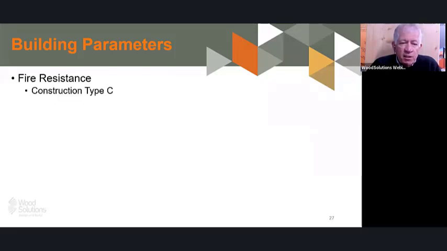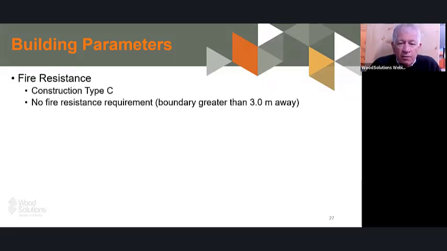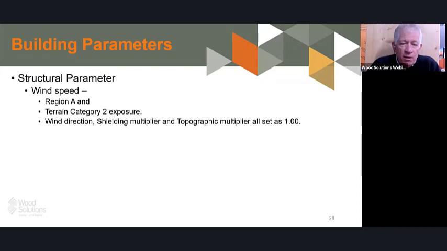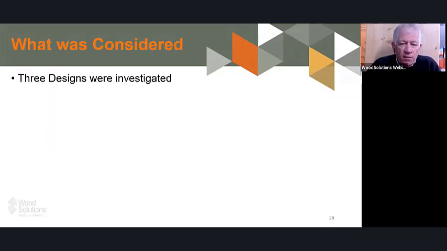For fire resistance, it was a Type C building, so there were no fire resistance requirements. The assumption was made that it was greater than 3 metres away from the boundary. Also no acoustic requirements. For structural parameters, wind speed was Region A, terrain category 2 exposure, topography as 1, and foundations were reactive clay soil. So these were the conditions that were applied to both designs.